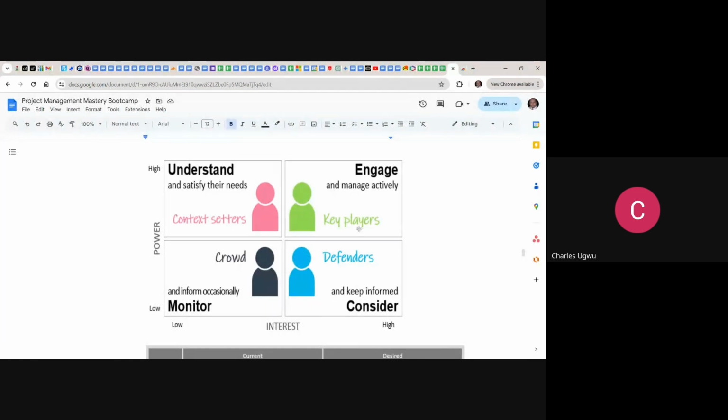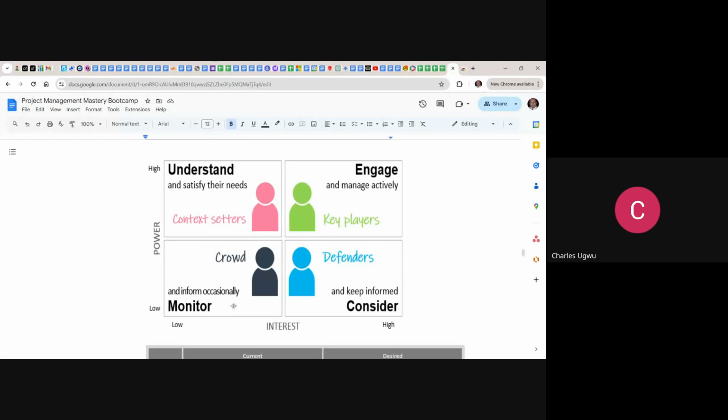Then stakeholders like the sponsor, these are the key players here. You need to manage them actively. Nothing should come to them as a surprise. These are the big boys. They own this project. Then we have some stakeholders who we call the crowd. Inform them of what you need to do occasionally, and monitor them.